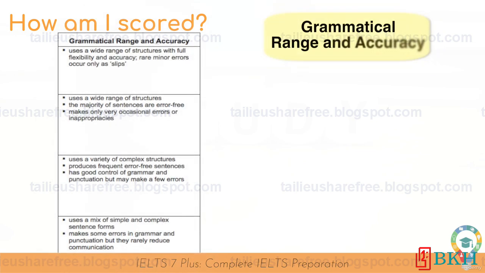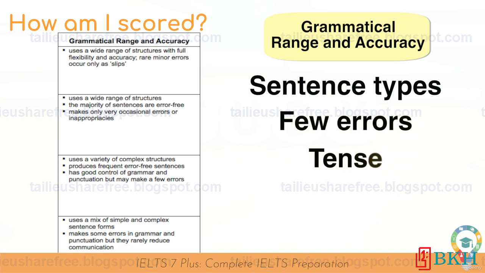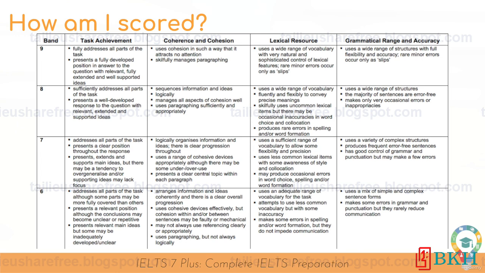And now on to our last band descriptor, which is grammatical range and accuracy. As with Task 1, it's important that you can use a range of sentence types and grammatical forms with few errors. It's also important to use the correct tense and use a range of punctuation. Here are the band descriptors in full, and remember you can download this from this lesson. My top tips are to organise your ideas logically and use the 4-step structure to help write your essay.